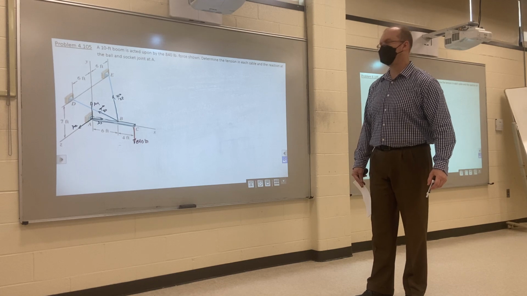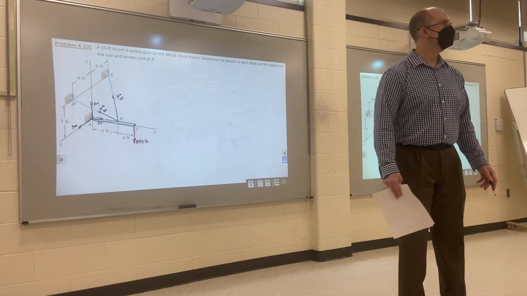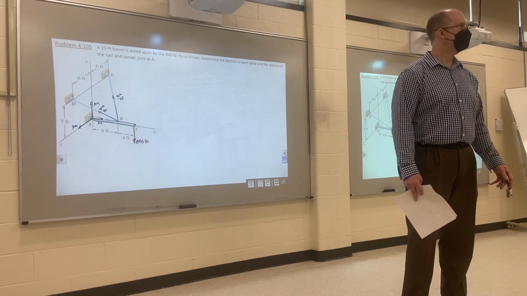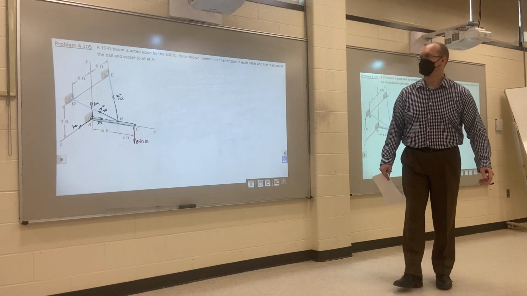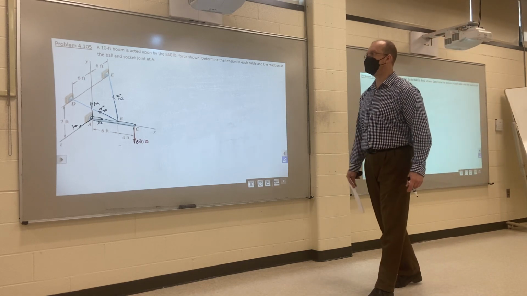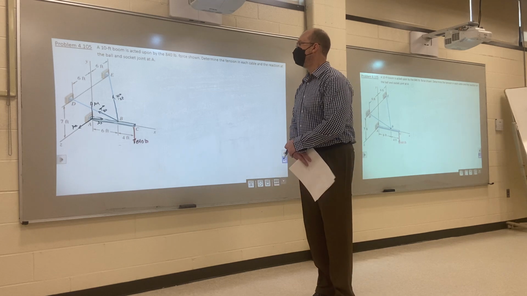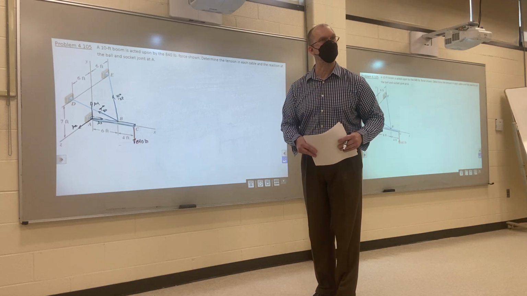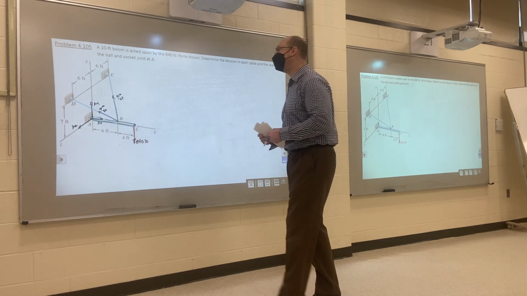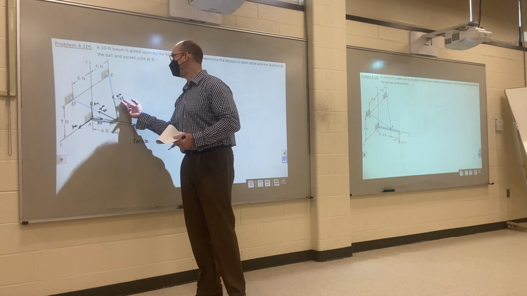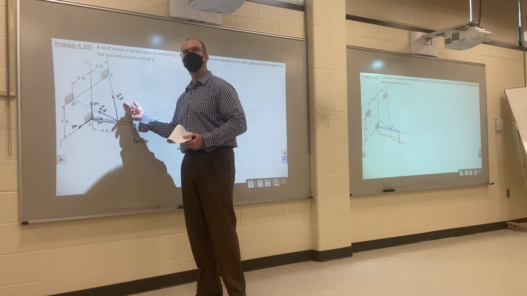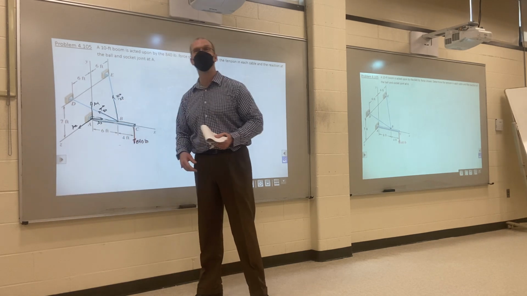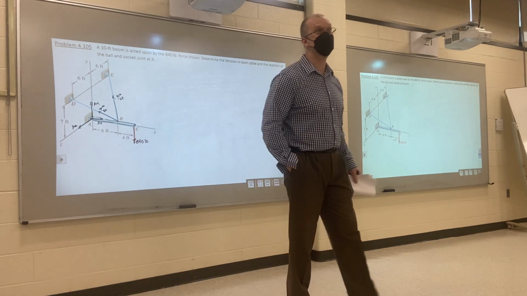Does that FBD make sense to you guys? So far, so good? Good. Yeah, it doesn't support any moment at the ball and socket. So, let's look at this, right? I remember we did a problem similar to this in Chapter 3. But in that problem, it just wanted to know what the tensile force was in a cable like over here, and it gave us the force in the other cable. This time it didn't give us any forces, did it?